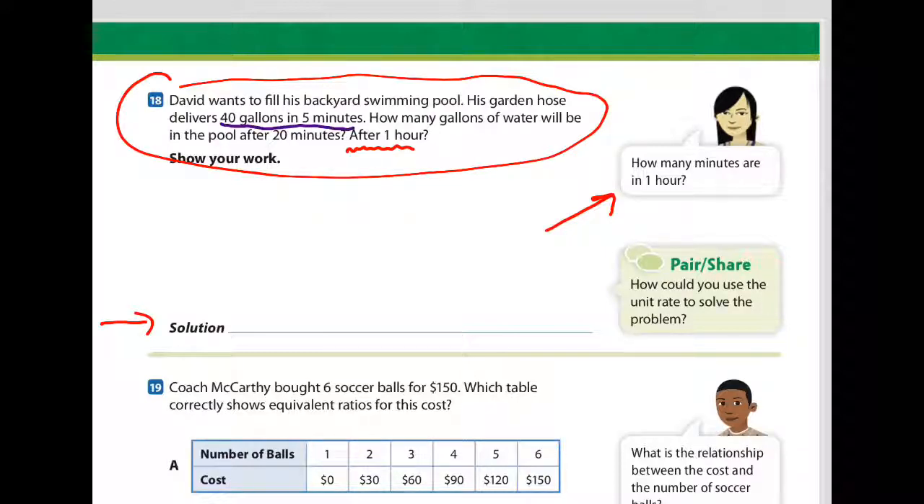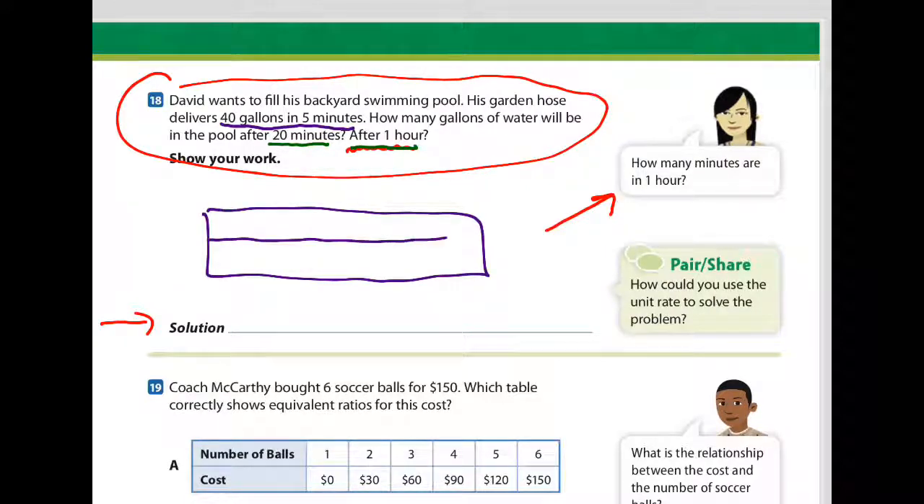Now the question says, how many gallons of water will be in the pool after 20 minutes and after 1 hour? Okay, so I'm going to start with a ratio table. Remember, it's just drawing a rectangle, split it in half horizontally, and then put some columns in it. Doesn't matter how many to start with. And it says gallons per minute. So I'm going to put gallons here, minutes here. And we start with 40 gallons for 5 minutes. So I'm just going to write that here this time. Doesn't matter where you write it, remember.